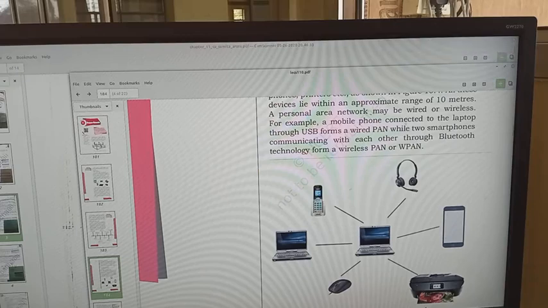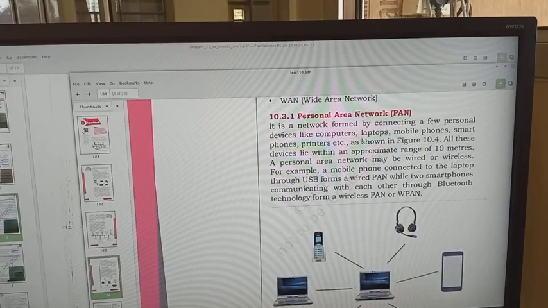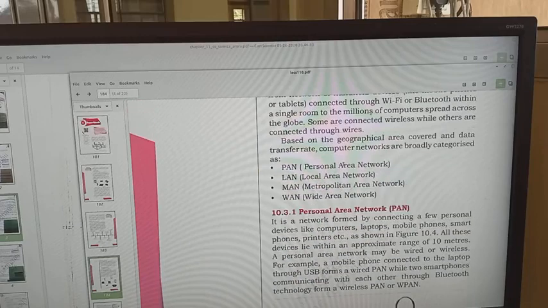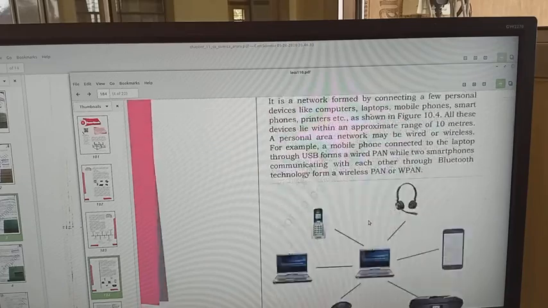For example, a mobile phone connected to a laptop through USB forms a wired PAN, while two smartphones communicating with each other through Bluetooth or Wi-Fi is called a wireless PAN. Wireless PAN full form is WPAN, wireless personal area network. So this is an example of a personal area network. Here the important point is this range of 10 meters. You need to study and draw this diagram also. This is the first type of network, personal area network.